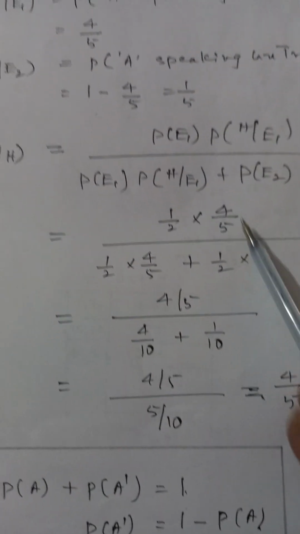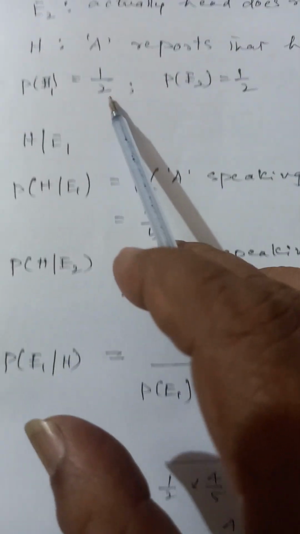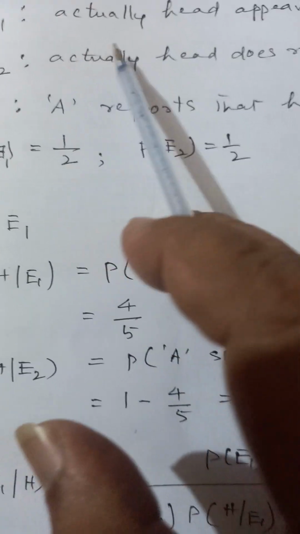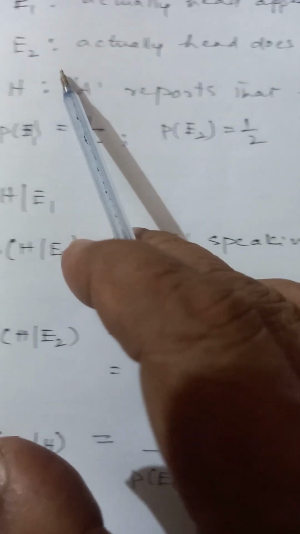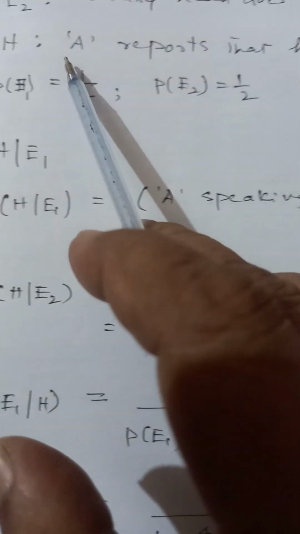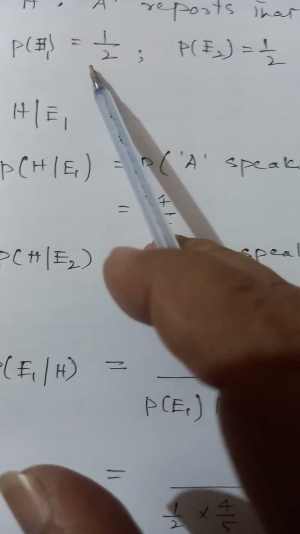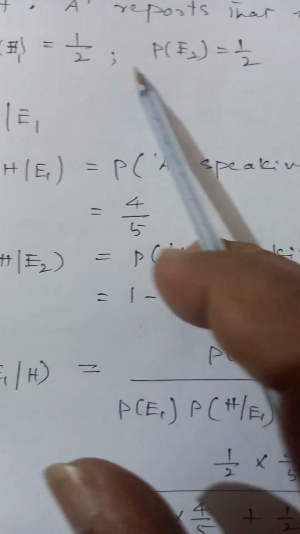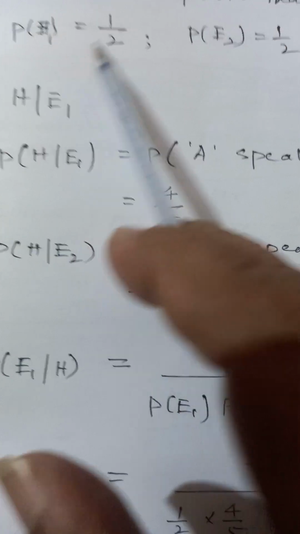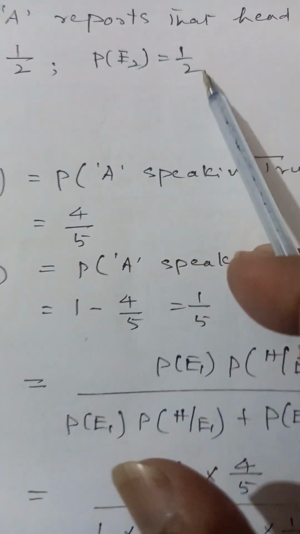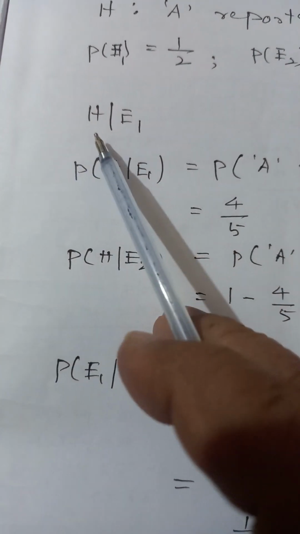So most important things are these. This is very important. E1: actually head appears. E2: actually head does not appear. H: A reports that head appears. Probability of H is half. Probability of E1 is half. Probability of E2 is half.